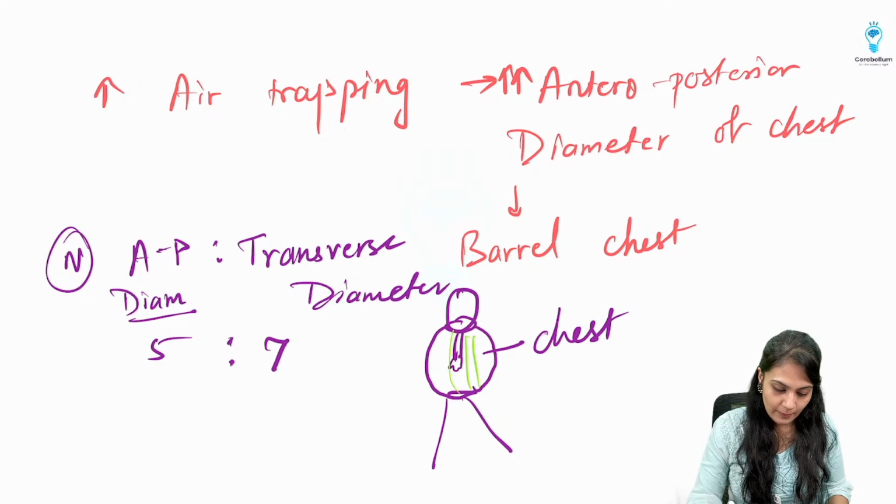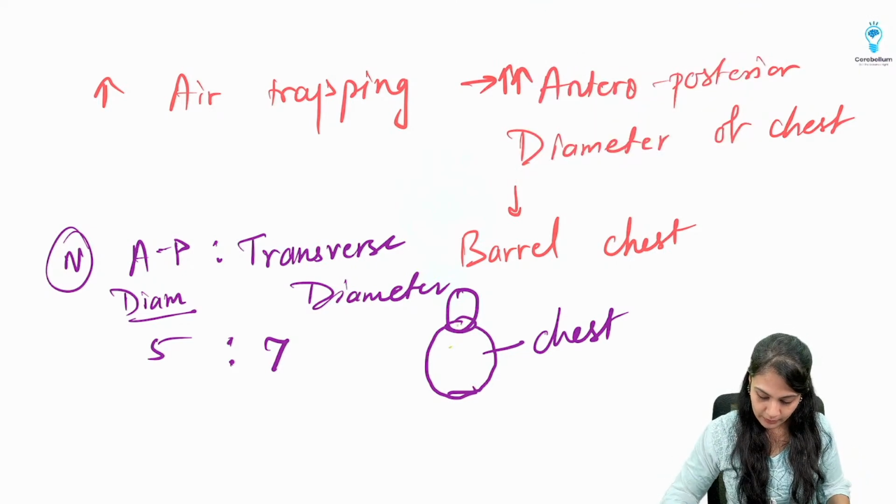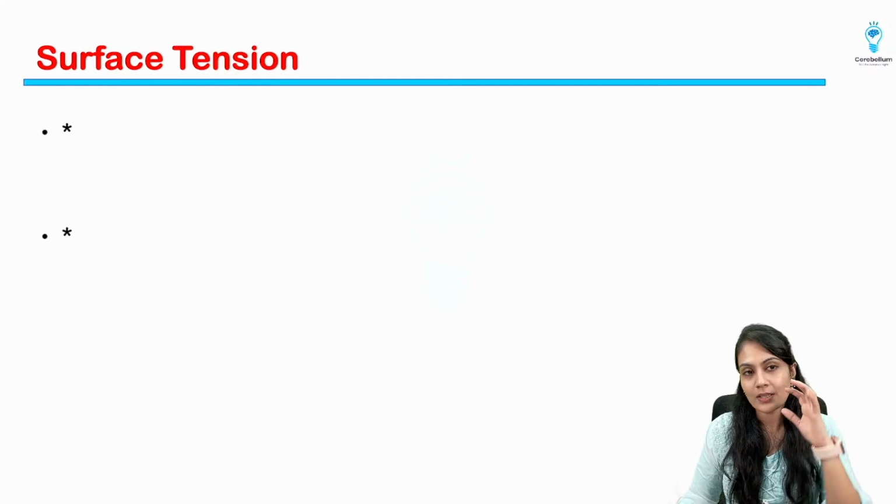So this is the barrel shaped chest. Don't forget the diagrams because they are going to be helpful, right? So it will look like a barrel shape. Why? Because of the increase in the antero-posterior diameter. It is looking like a watermelon, not the barrel. But anyways, let's move on towards the surface tension.